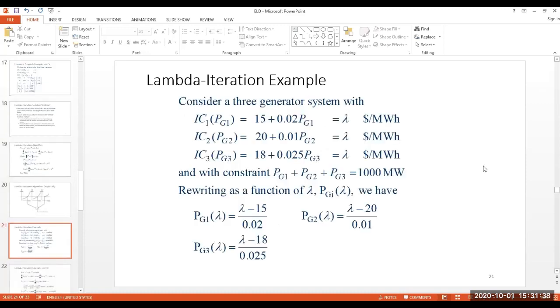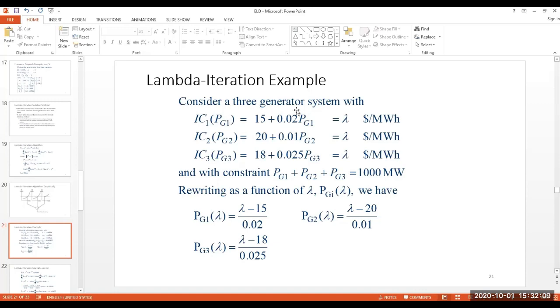Now, let's take one example, a very simple example. Instead of giving you the cost functions straightforwardly, in this example they are giving you the incremental cost function. The cost function was some constant plus some other constant multiplied by PG1 plus some other constant multiplied by PG1 square. It was a quadratic function. Incremental cost is simply a first order equation. It's a function of PG1.